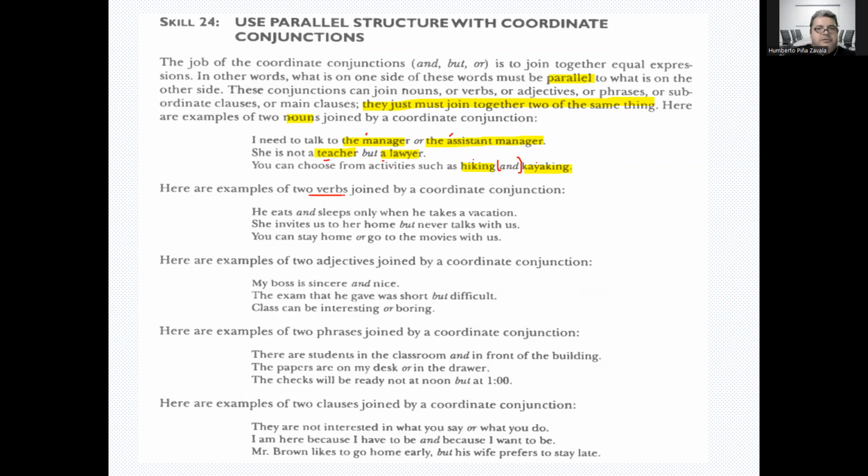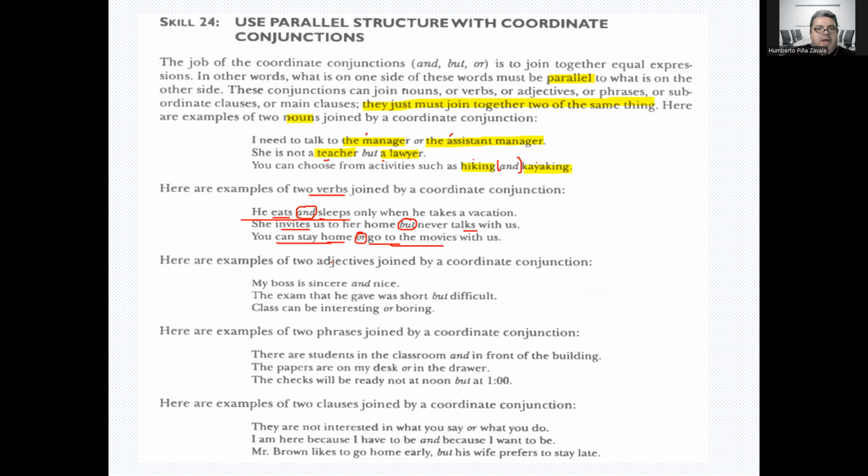Here are examples of two verbs joined by a coordinate conjunction. He eats and sleeps only when he takes a vacation. So eats and sleeps, not together with and. She invites us to her home, but never talks with us. She invites us, but she never talks. You can stay home or go to the movies with us. Right? You can stay home or go to the movies.